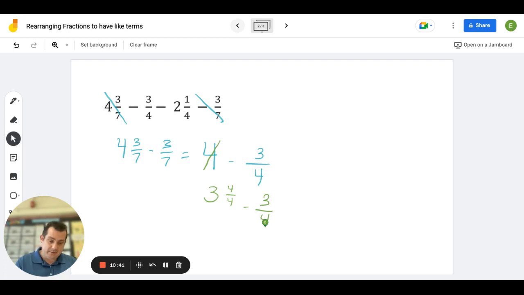And can you do that? Can you do 3 and 4/4 minus 3/4? You can, because 4/4 minus 3/4 is 1/4. But you still have your 3 wholes. So that would leave you with 3 and 1/4. But then we're not done, because we still have to subtract 2 and 1/4. So 3 and 1/4 minus 2 and 1/4: 1/4 minus 1/4 is 0, and 3 wholes minus 2 wholes is 1. And that leaves you with your final answer of 1 whole.